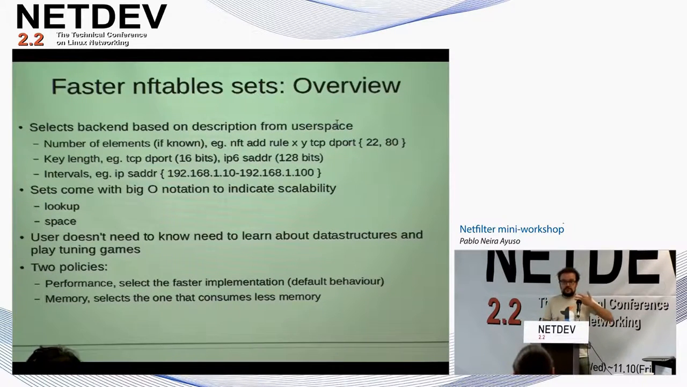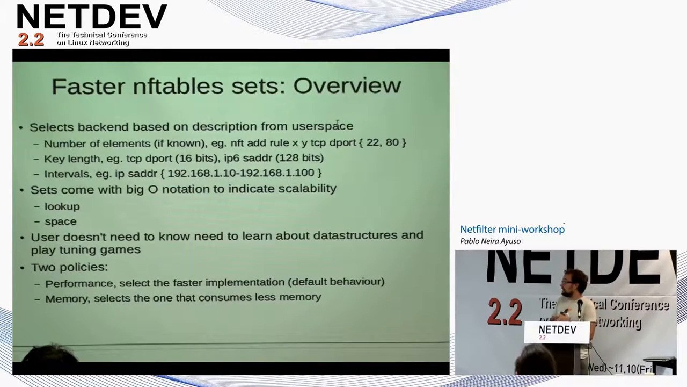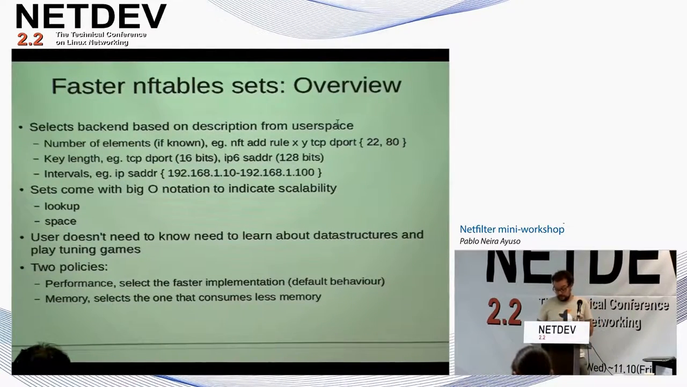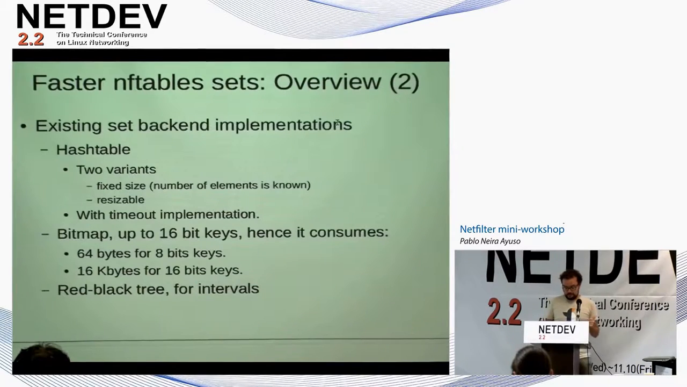It's going to also change the set backend, and all that happens because we have a big O notation. It's basically an enumeration set tag that allows us to classify the different set backend implementations that we have. More descriptions that are available are the key length, and just in case that we want intervals, this is also important to make the selection.